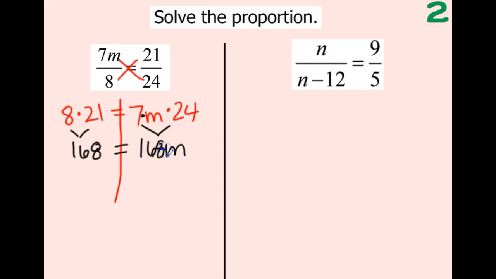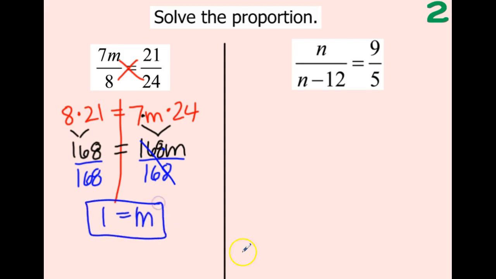So to get rid of that 168, it's multiplied, so I'm going to divide by 168. 168 over 168 is just 1, and those cancel, also giving us 1m, or just m. So m equals 1.